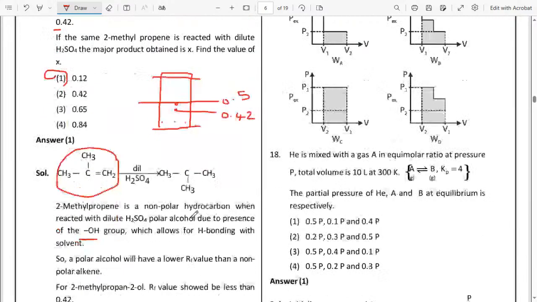So 0.42. What we are going to get here? Alcohol is not given here, OH, tertiary butanol, right? So this alcohol compared to this propene, so among these, this is 0.42, 0.65 means around here, right? 0.65, right? So 0.84 means around here. So this highest rate is 1.0 or 100, right? So this is 0.84.